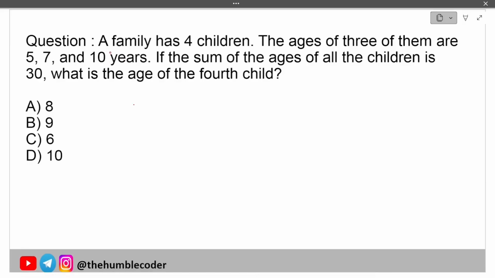We have the question as a family has 4 children. The ages of 3 of them are 5, 7 and 10. Okay, so let's note down the ages 5, 7 and 10. If the sum of the ages of all the children is 30, what is the age of the 4th child? Okay, this is a straightforward and easy question.